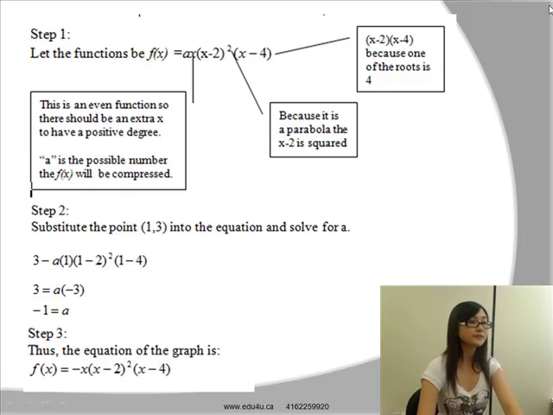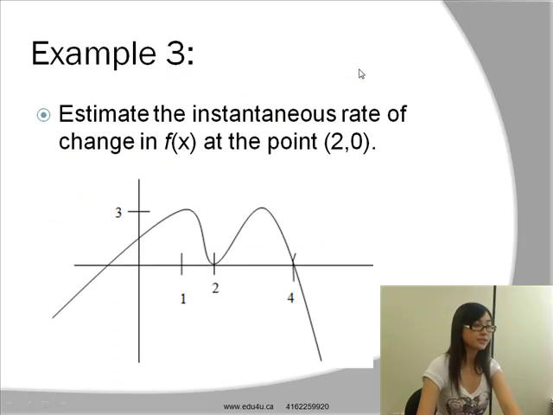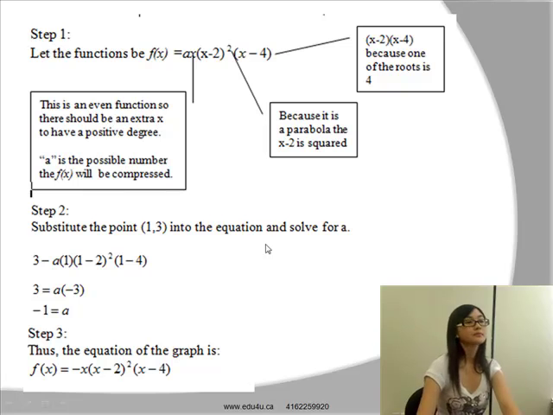So step 1, we have to write out a function. We know that there are 2 roots. There are actually 3 roots, but only 2 roots that are labeled. One that's 2, the other one that's 4. So here we have x minus 2 squared. It's squared because there's a parabola at x equals 2. And there's x minus 4 here because one of the roots is 4.